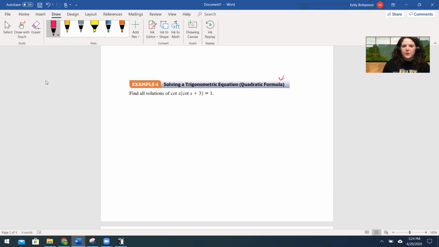So here's your clue. It's in factored form, but it's set equal to 1, not equal to 0. So you can't use the 0 factor property because it's not set equal to 0. That means I need to go ahead and distribute this through. So that gives me cotangent squared x plus 3 cotangent x equals 1. Then I'm going to move the 1 over, because now I have a squared and a linear x in the same problem with the same trig identity. So that means this is going to be quadratic.